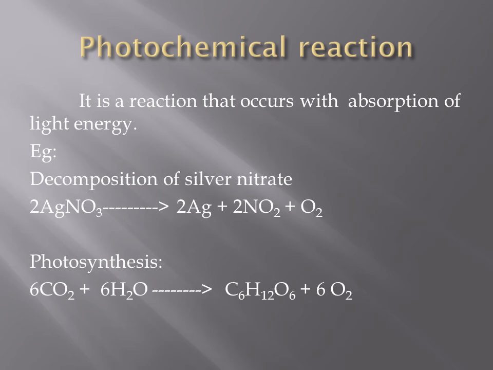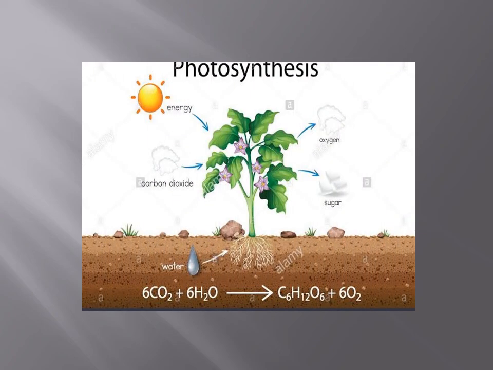Photosynthesis helps to maintain the balance between carbon dioxide and oxygen present in air. Plants take carbon dioxide for photosynthesis and release oxygen. Animals and human beings take oxygen for respiration and release carbon dioxide. This process continues. So photosynthesis helps to maintain the balance between carbon dioxide and oxygen in air. You can see the process of photosynthesis in this diagram.